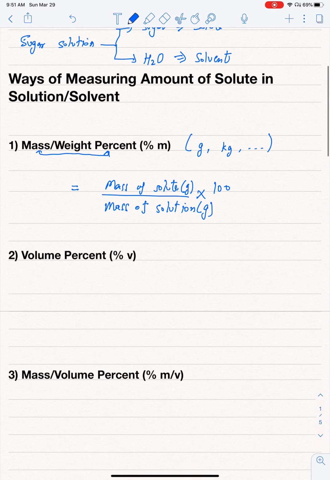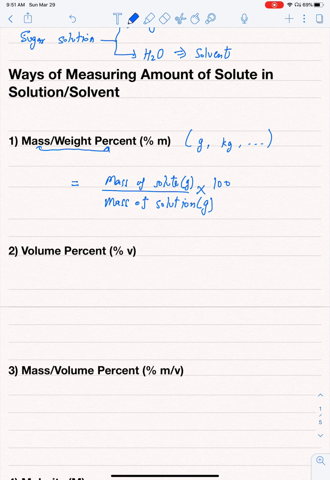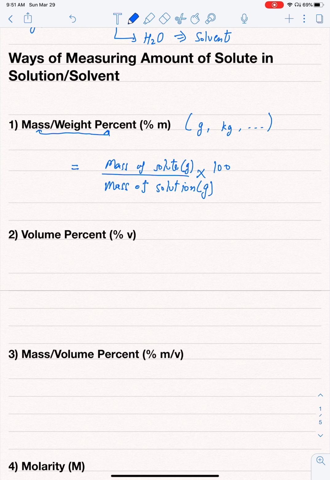Now, let's suppose you have liquids for both your solute and your solution. In that particular case, you can measure the concentration in terms of volume percent. In volume percent, the units could be milliliters or liters or centimeters cubed, as long as they are the same. The definition of volume percent would be the volume of solute divided by the volume of solution.